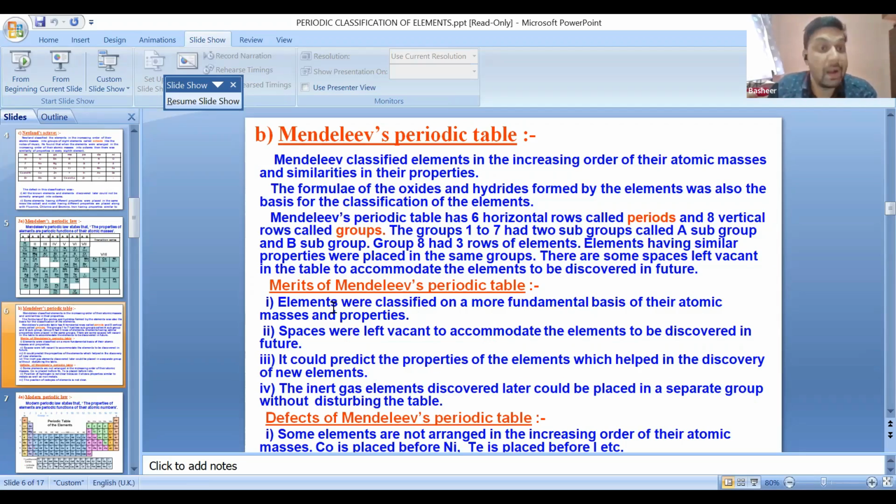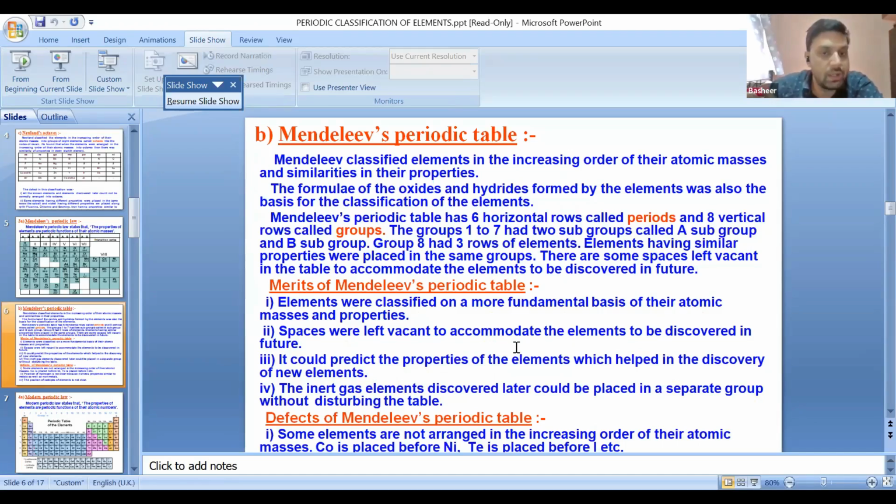What Mendeleev did, but Newlands' drawback is he didn't leave any space. That's why his classification, his law or his arrangement is rejected. Now, what are the merits in Mendeleev's periodic table? See, what are the good things? First point, elements were classified on the more fundamental basis of the atomic mass and properties. This is a good thing for Mendeleev. Second, spaces were left for the future discovered elements.